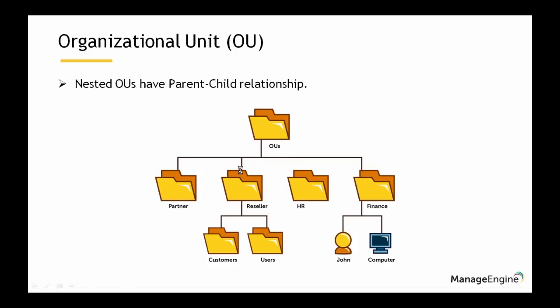And OUs can have other OUs within them, and those two OUs can have a parent-child relationship. So any permission that is applicable for the parent will also be inherited by the child by default. You can explicitly deny the permissions, deny the inheritance if that is required as well.